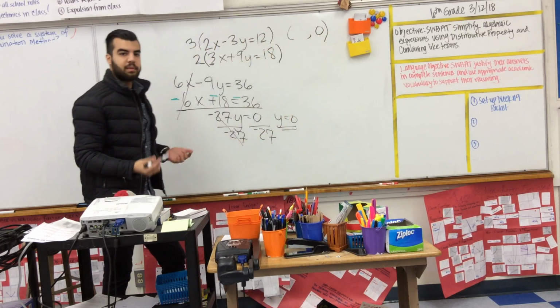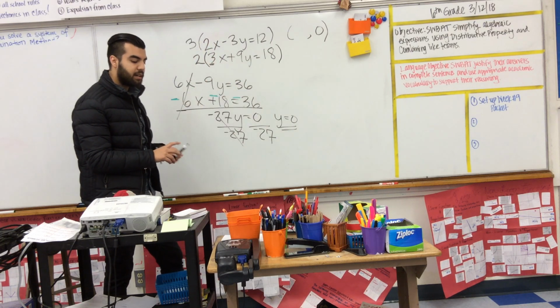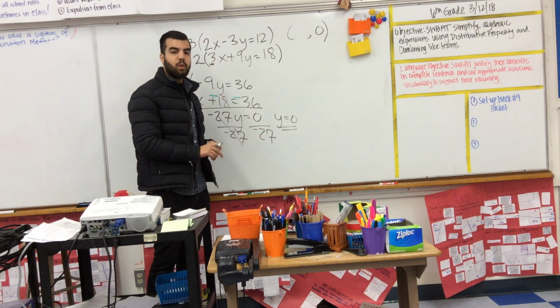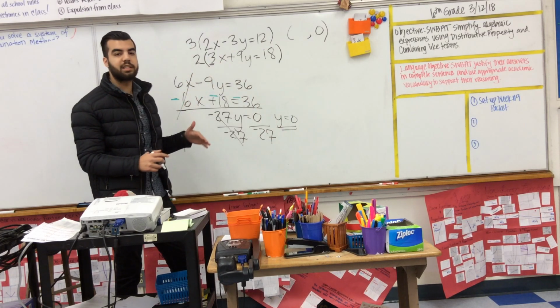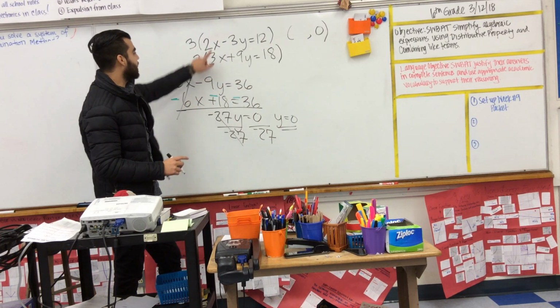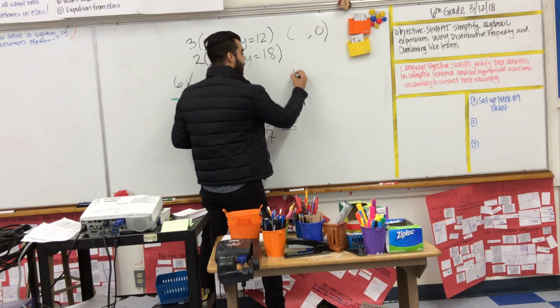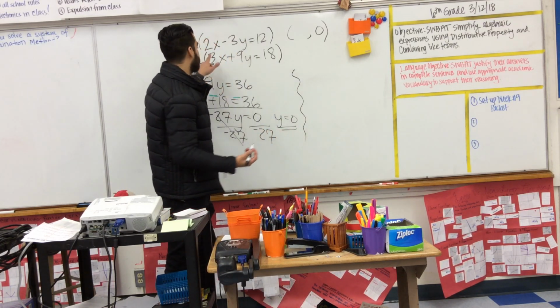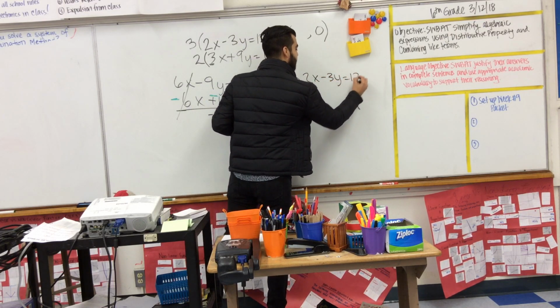So the next step, just like we learned already, we're going to go back to the original equations that we had, and you're going to substitute this y equals 0. You're going to substitute it into one of the equations, whichever one looks the easiest. So I'm going to pick the first equation. We have, remember, you want to rewrite it so you know what you're working with. So you have 2x minus 3y equals 12.